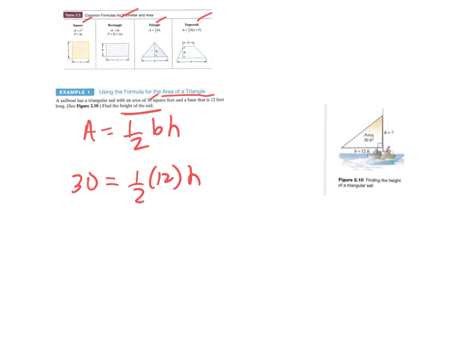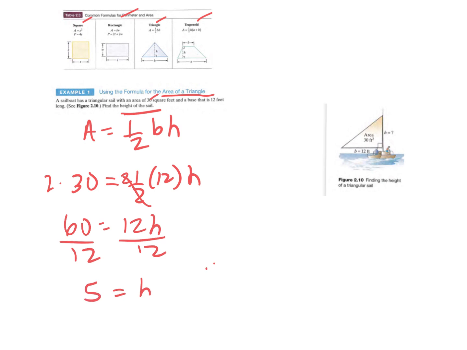We're going to solve this equation by multiplying both sides by 2 to get rid of this 1/2. If I multiply by 2 on both sides, I get 60 equals, these cancel, and I'm left with 12h. Then from there I can divide by 12 to get h equals 5. And so I get my height as 5 feet. So the answer to the question, how high is the sail, is 5 feet high.